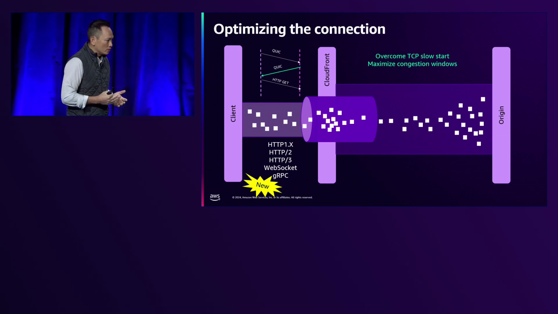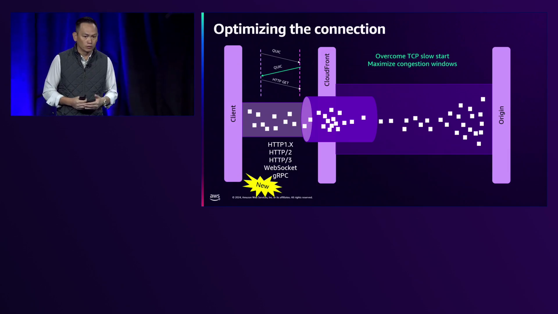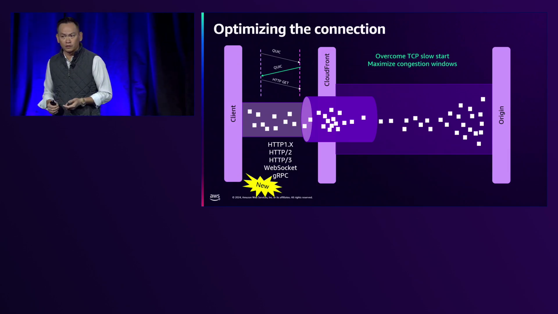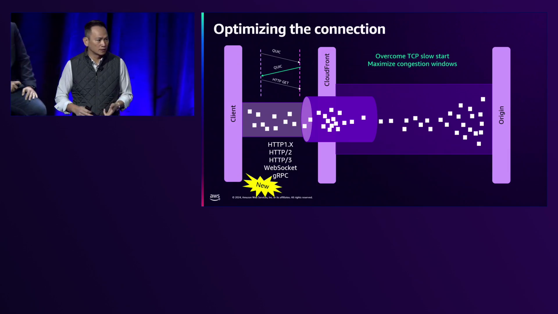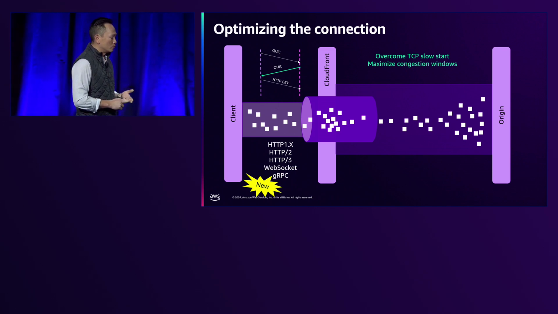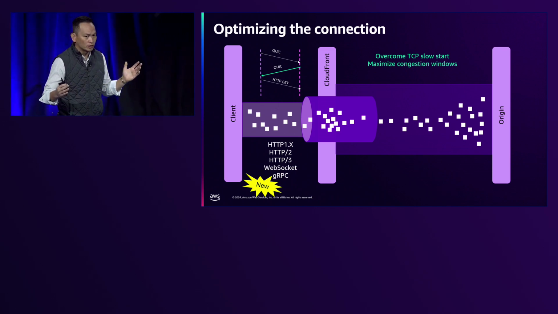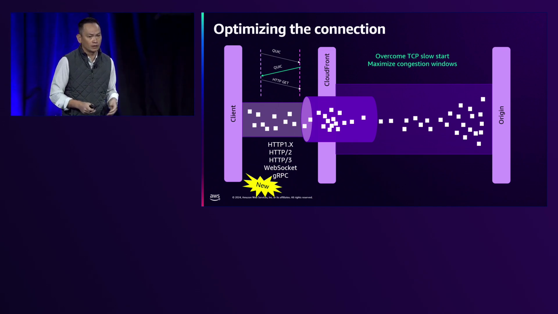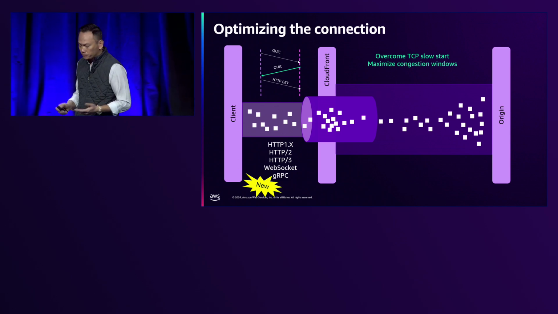When you use CloudFront, we have some optimizations that we do. We take advantage of features like TCP fast open, SSL session resumption. When it's in an AWS origin, we're also able to scale that up much faster and increase the congestion control window.